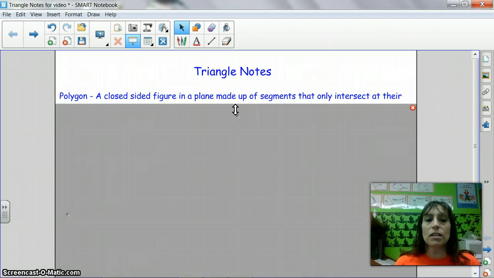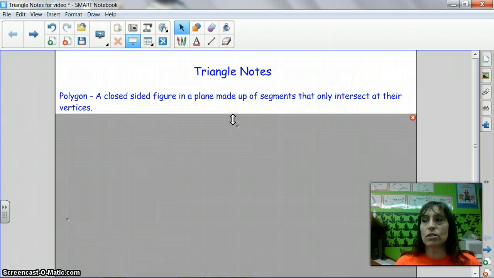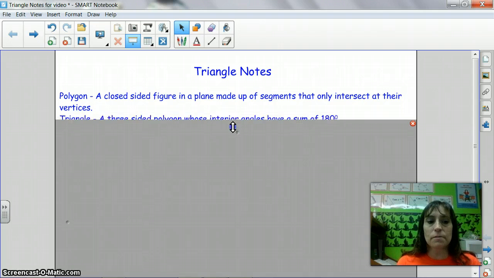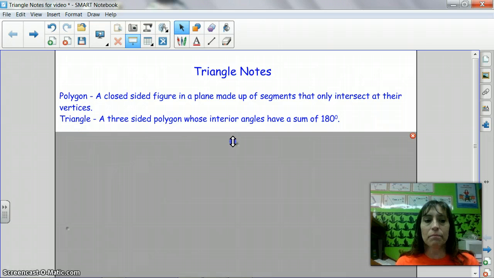A polygon is a closed-sided figure in a plane made up of segments that only intersect at vertices. Okay, so basically it's just straight lines that have corners or points. There are no circles or curved sides. All right, so a triangle is a three-sided polygon whose interior angles have a sum of 180 degrees. I think most of you already know that.